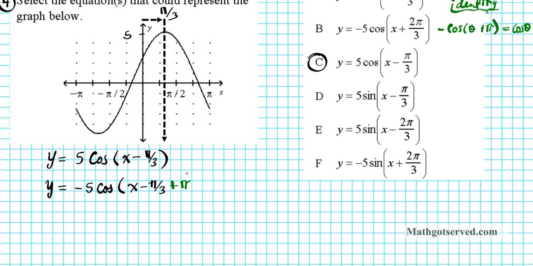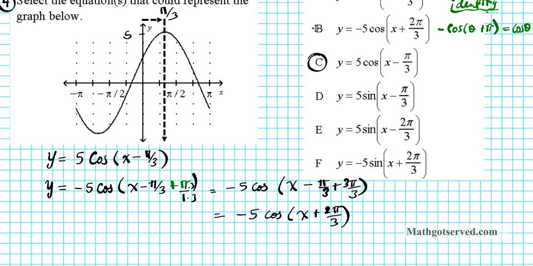Okay? All right, so to finish it off, we just put this over 1 times it by 3 top and bottom. And then this becomes negative 5 cosine x minus, let's see, let's write it out, minus pi over 3 plus 3 pi over 3. And then your final answer is going to be negative 5 cosine x plus 2 pi over 3. All right, and we can clearly see that our answer is option letter B.